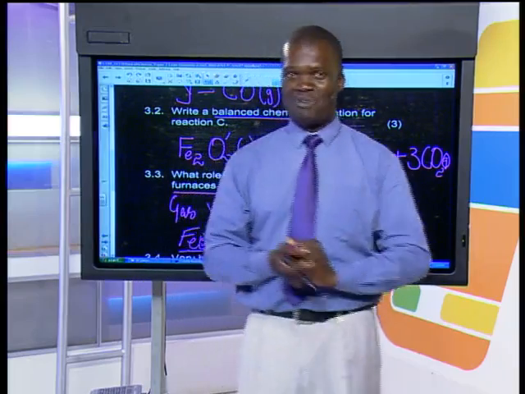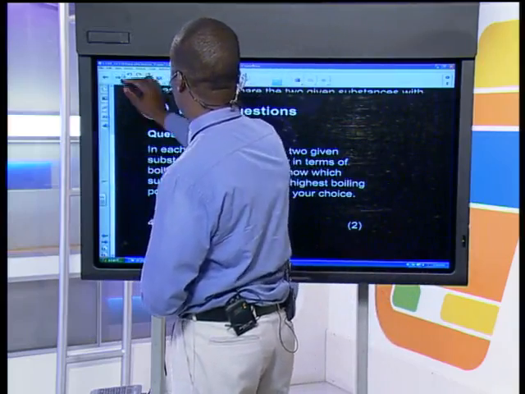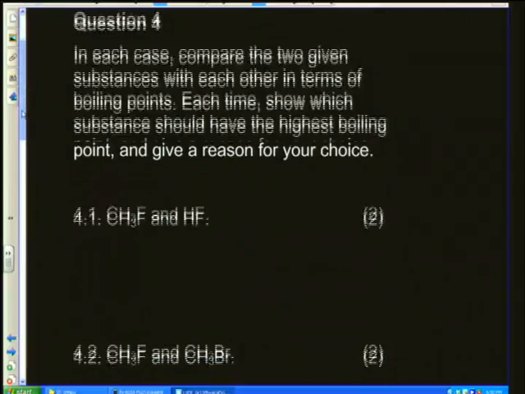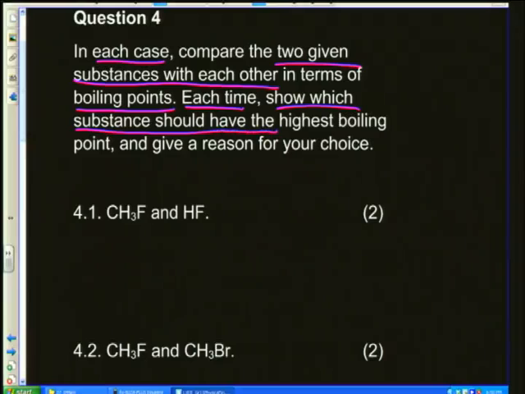You're welcome. Let's go and look at the next question, which is question number 4. Now quickly, question number 4 reads as follows. They say, in each case, compare the two given substances with each other in terms of boiling point. Each time, show which substance should have the highest boiling point, and give a reason for your choice.